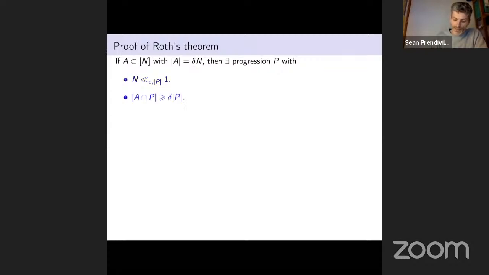The density of our set A on the progression P is at least the density on the original interval. And we've got this local Fourier uniformity, some weak version of Fourier uniformity. These transforms are comparable up to an epsilon factor. So that's just the Fourier uniformity lemma.